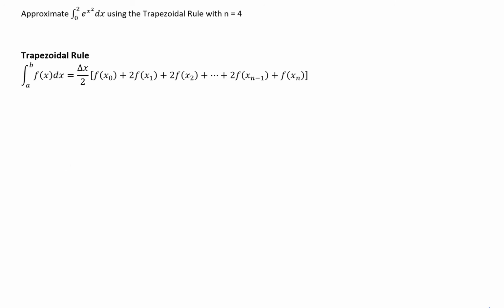Alright, so here we're going to try a little practice with the trapezoidal rule. We are asked to approximate the integral of e to the x squared from 0 to 2 using the trapezoidal rule with n equals 4. That is 4 approximations using trapezoids.